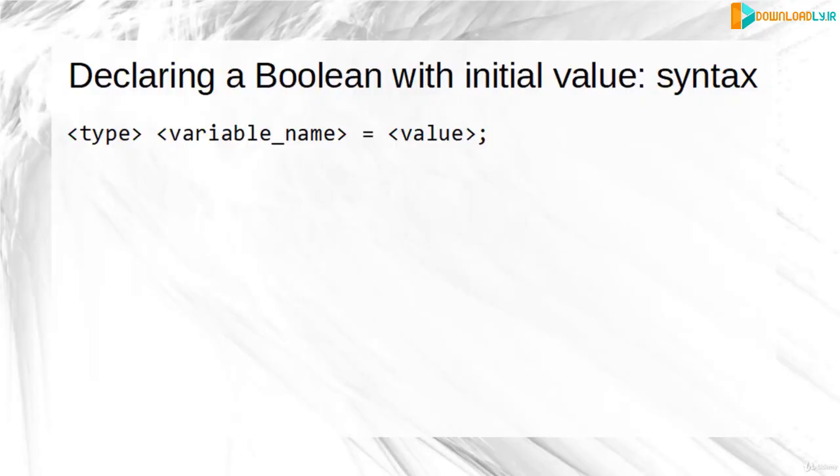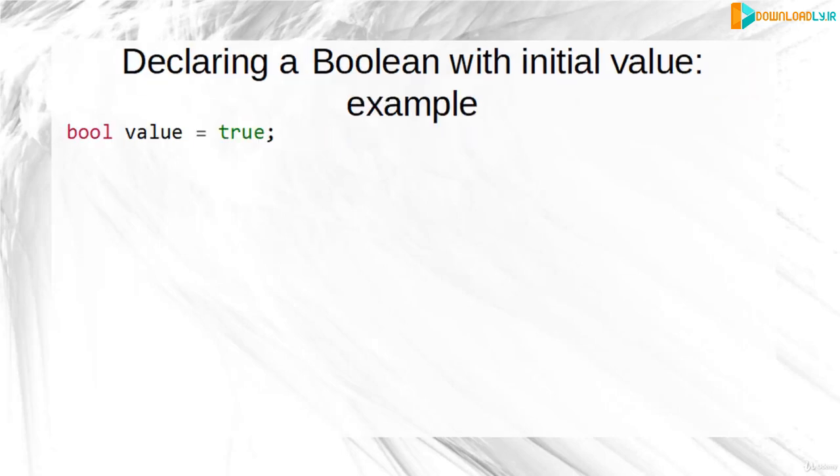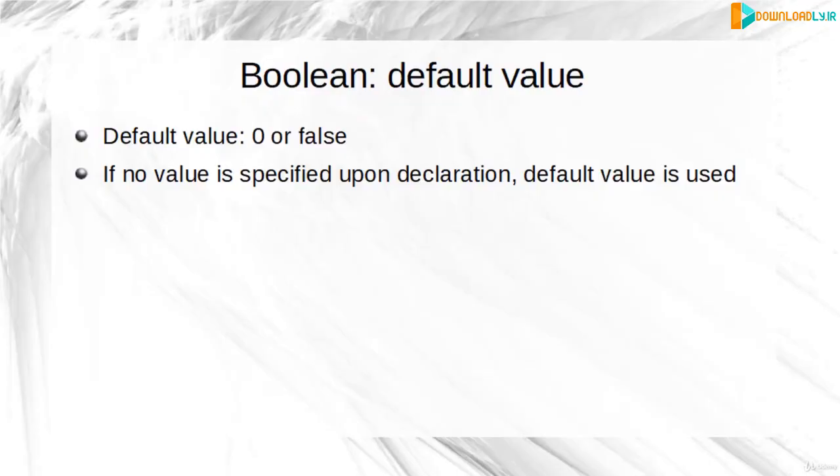We can also declare a Boolean variable with an initial value. It is very similar to the declaration. We just add in an equal sign and the Boolean value or number before the semicolon. Here is an example. We declared a Boolean variable, this time with an initial value of true. Boolean variables have a default value of 0 or false. If no initial value is assigned, then it uses the default value. So the first example we had earlier has this value.